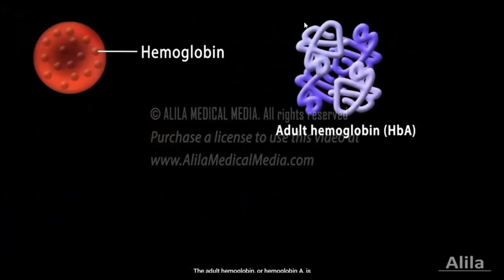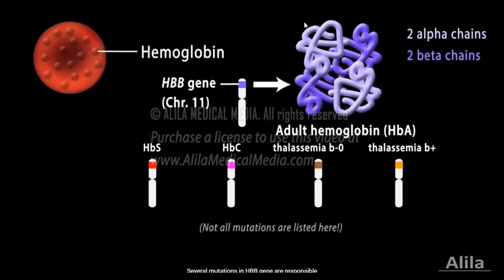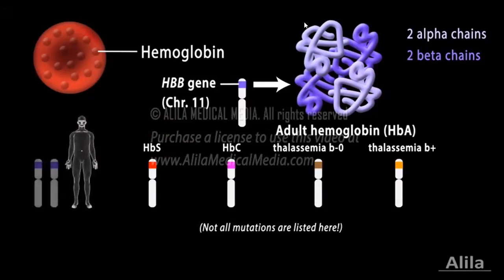Hemoglobin is the major component of red blood cells and is responsible for oxygen transport. The adult hemoglobin, or hemoglobin A, is composed of 4 protein chains, 2 alpha and 2 beta. The beta subunit is encoded by the HBB gene. Several mutations in the HBB gene are responsible for the disease. Each individual has 2 copies of the HBB gene. The disease develops when both copies are mutated, producing no normal beta globin. The 2 copies may be mutated differently, producing 2 different forms of abnormal beta subunits in the same person.